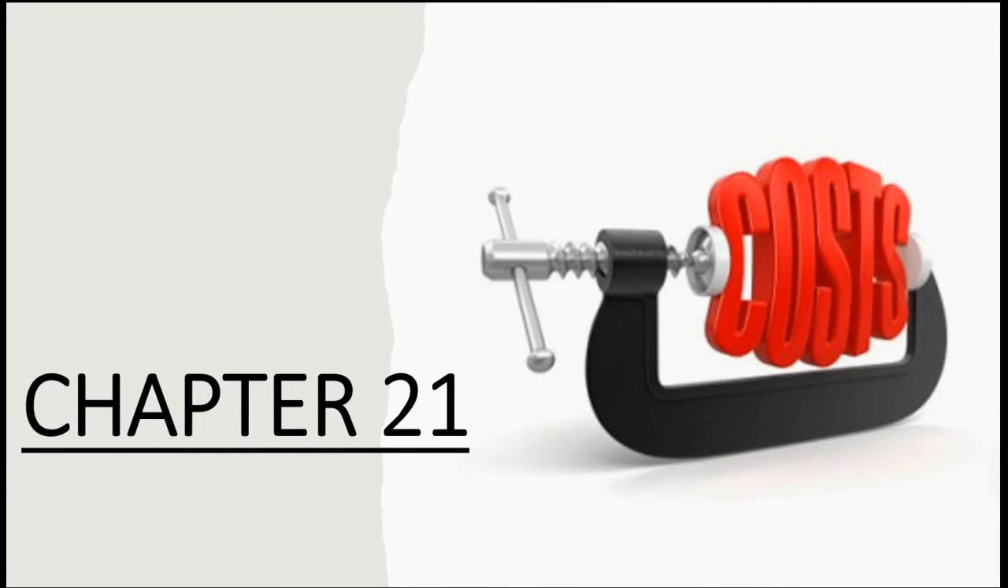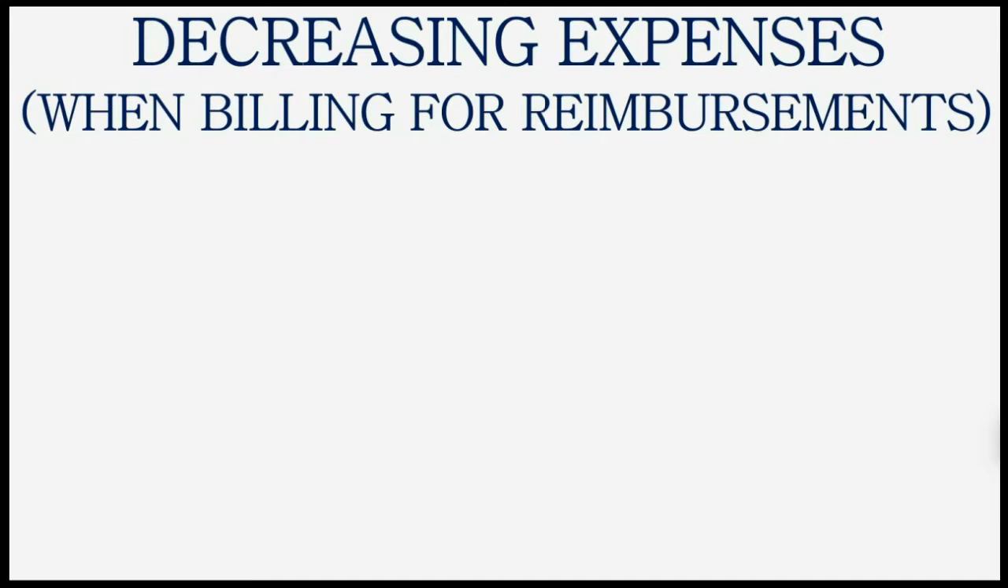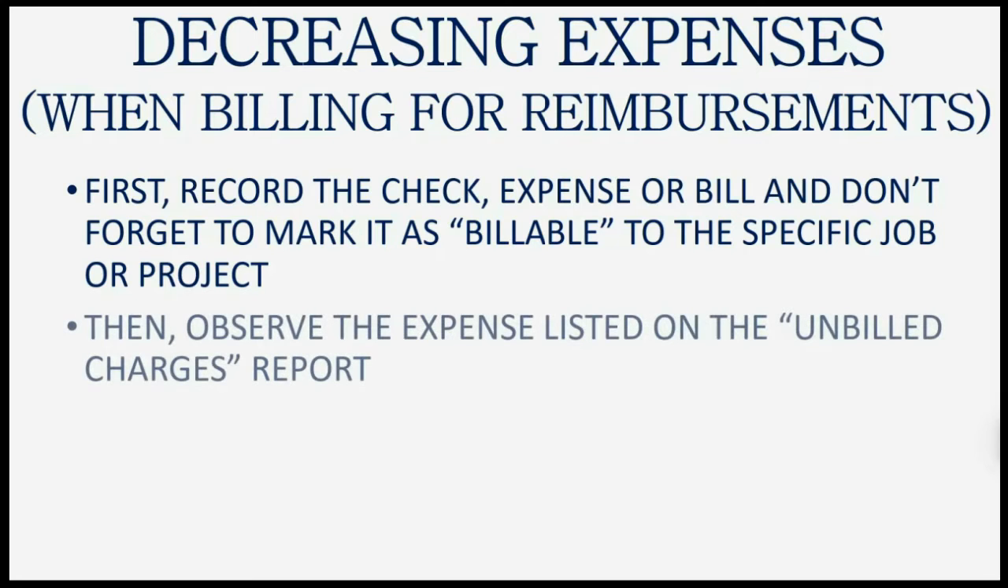Chapter 21. Reducing Job Expenses. Decreasing expenses when billing for reimbursements happens automatically if you set the correct account settings. We will first record the check, expense, or bill, and don't forget to mark it as billable to the specific job or project that the expense relates to.